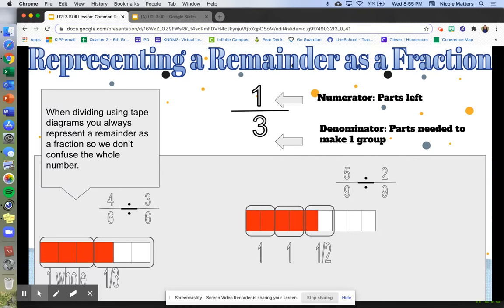I fill out my tape diagram by separating it into 6 parts based on the denominator of the dividend, which is the first number normally in the problem. That is the number that you're trying to break down into groups. And then I know how many I shade in my tape diagram by looking at the numerator of that dividend.